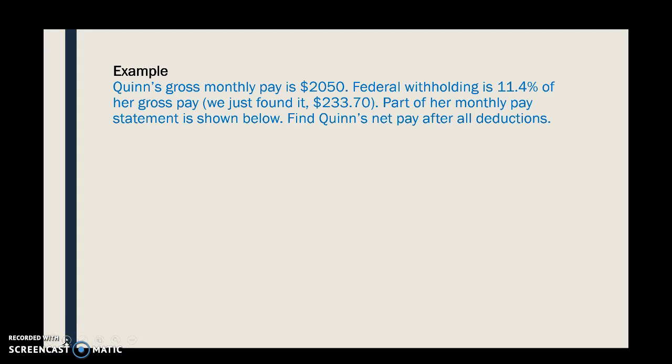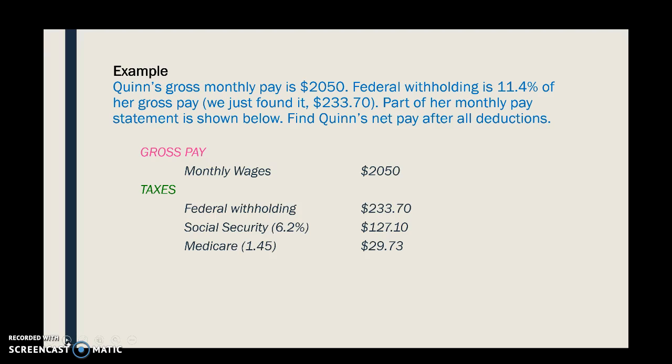So now it says her monthly pay, we know, is $2,050. Her withholding was 11.4%. We found that to be $233.70. And then part of her monthly bank statement is shown. Find her pay after all the deductions. So I know her pay is $2,050, and then this is her statement. So the withholding we calculated as $233.70, but she also has to pay Social Security and Medicare. So let's add up all of these deductions.